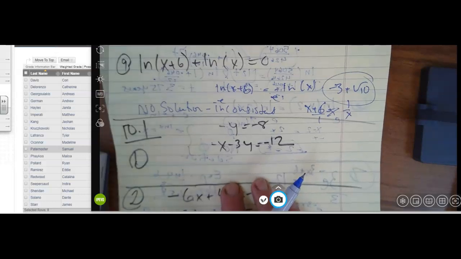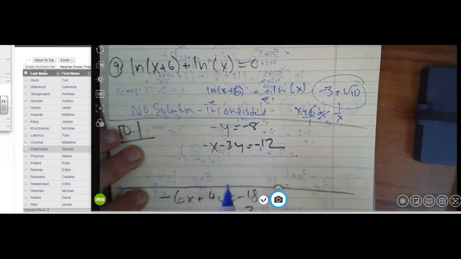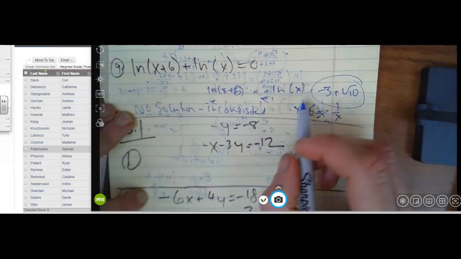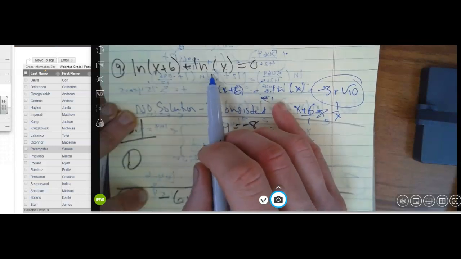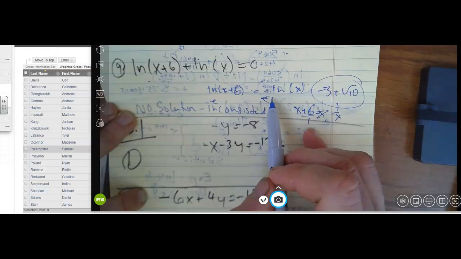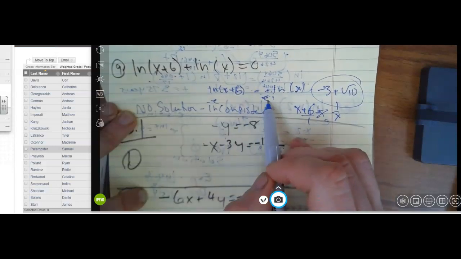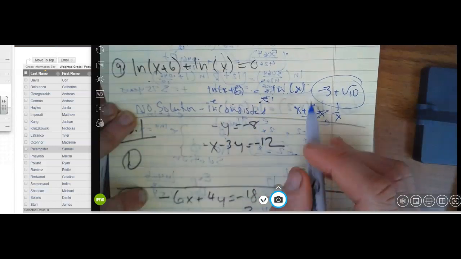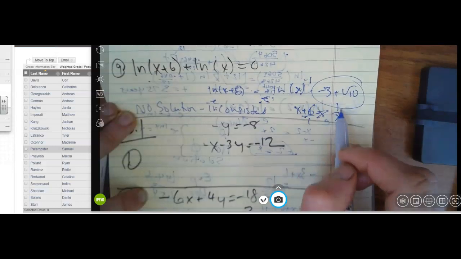This is primarily lesson 10.1, which is solving systems of equations, but I just want to finish that last problem of 5.5, which we did kind of quickly. It's when you bring the ln x over to the other side, so you have ln x plus 6 equals negative ln x, and then you take base e of both sides, and you get x plus 6 equals 1 over x, because this is x to the negative 1, which is 1 over x.